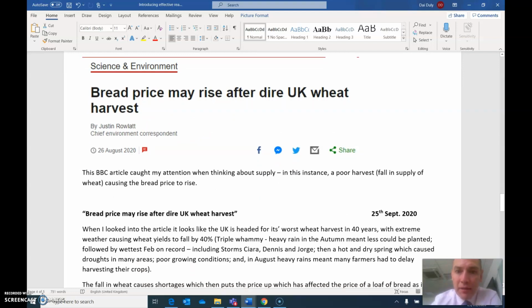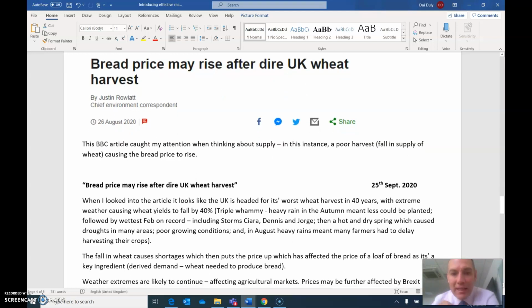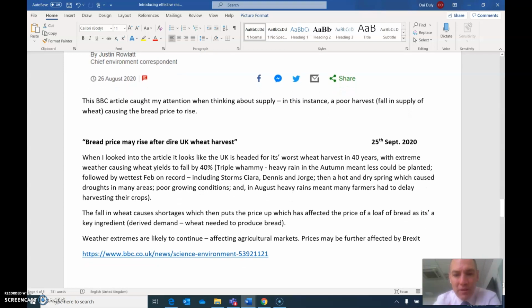In a similar vein, this caught my eye the other day. Bread prices may increase. Well, why is that? Why are mum and dad going to be paying more for bread? And it talks about a dire British UK wheat harvest. So just in terms of this, when I looked into the article, we're headed for our worst wheat harvest in 40 years. So think about what's happened to supply.